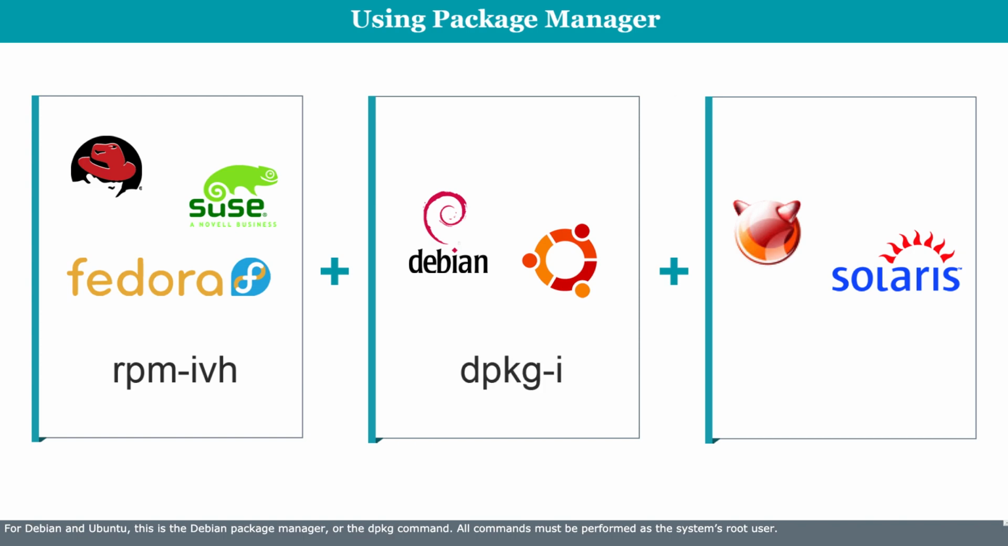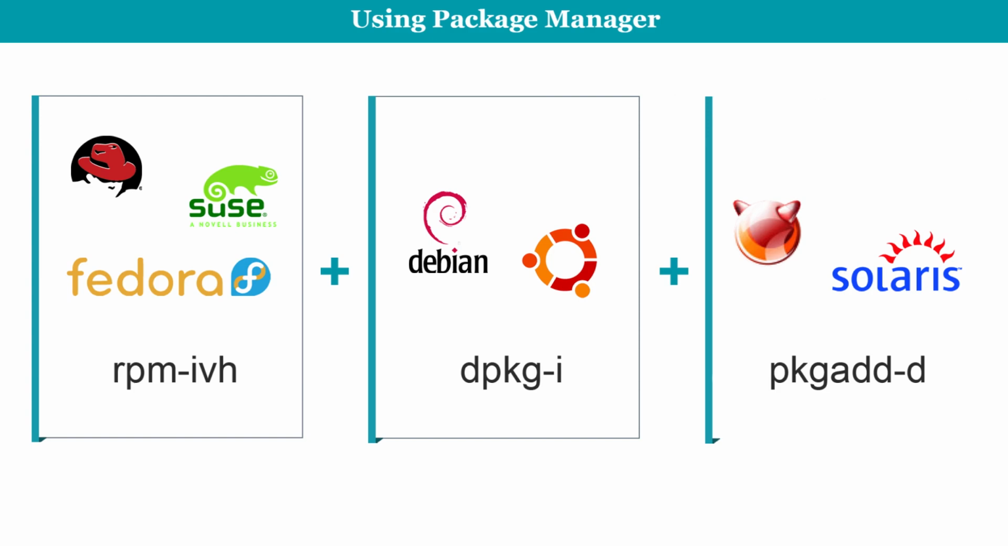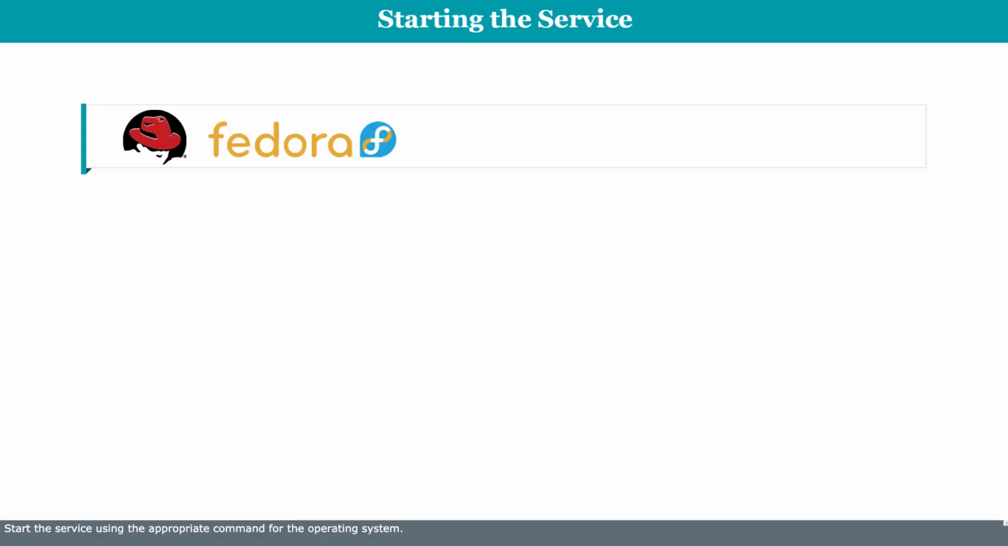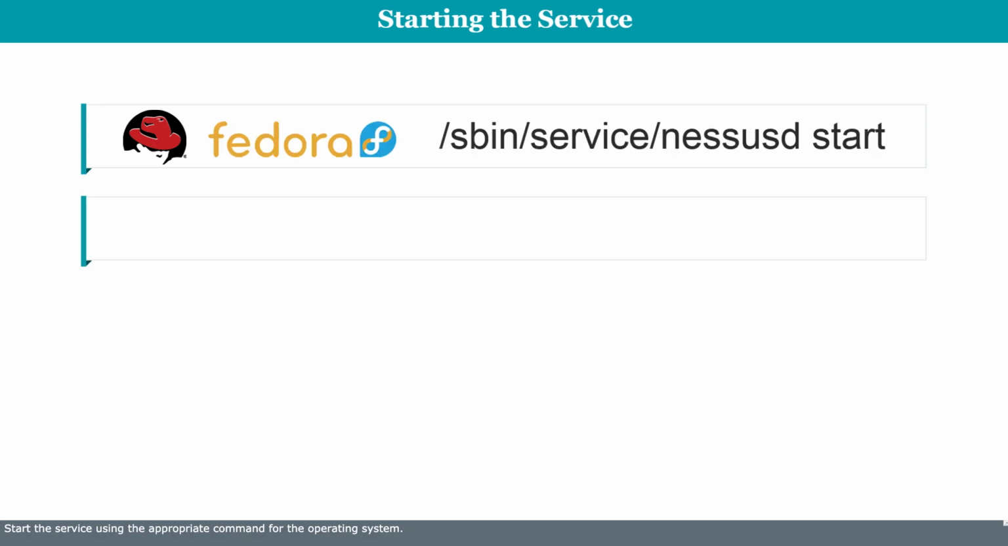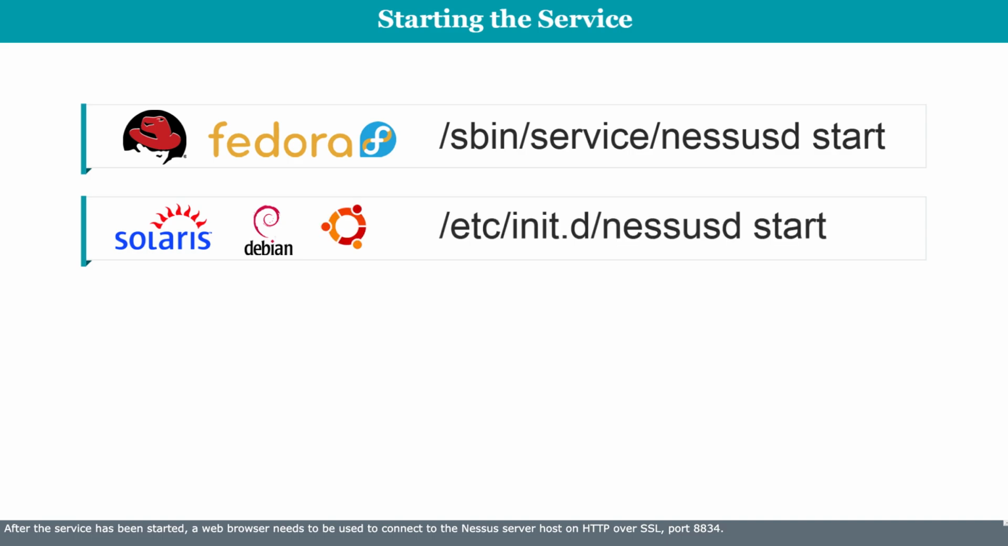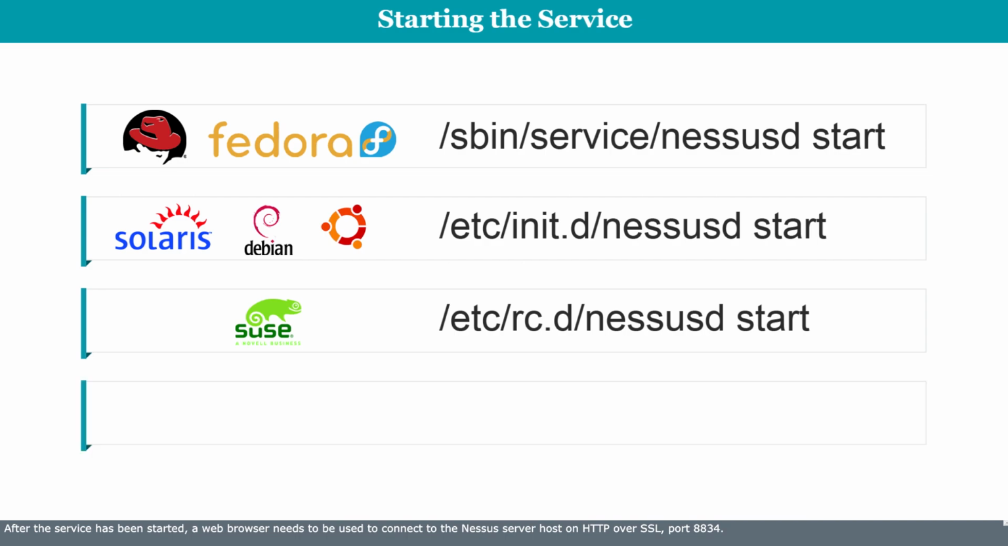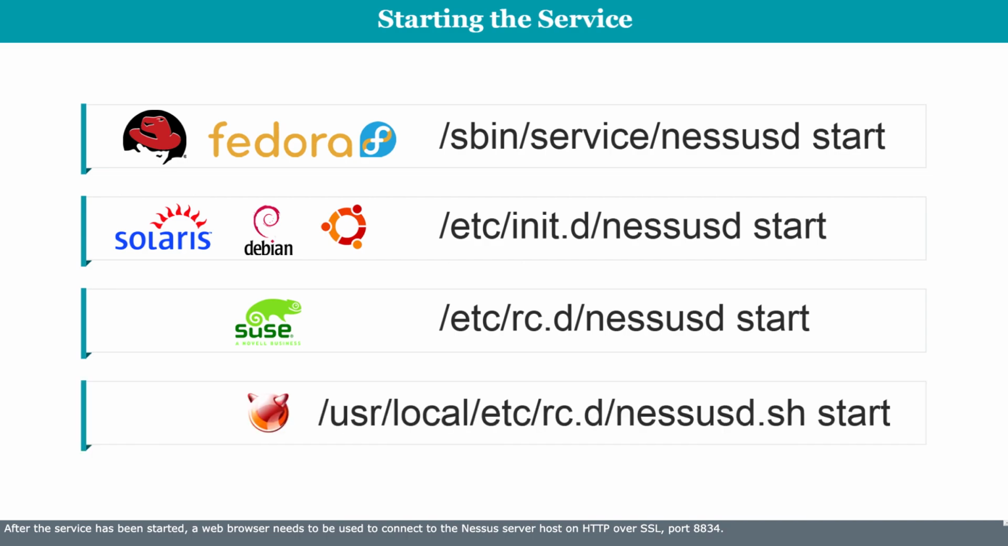All commands must be performed as the system's root user. Upon completion of the install, the Nessus service needs to be started. Start the service using the appropriate command for the operating system. After the service has been started, a web browser needs to be used to connect to the Nessus server host on HTTP over SSL, port 8834.